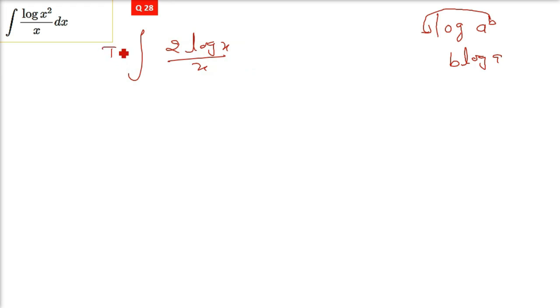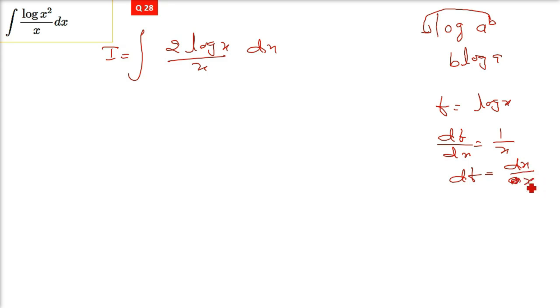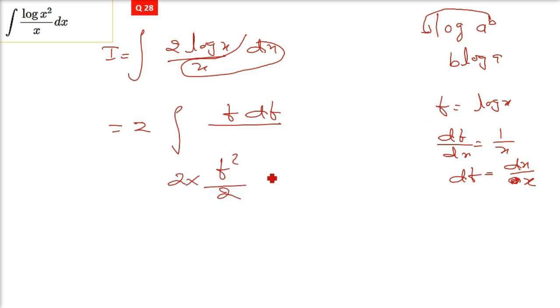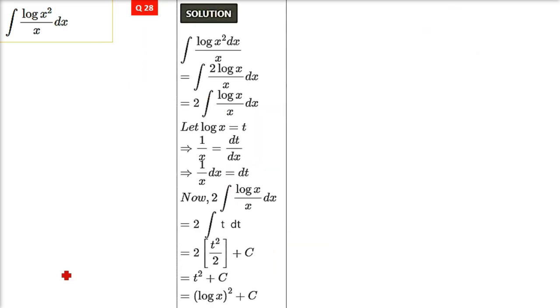Now in this integration, you can take log x equals t. So when t is equal to log x, dt by dx will be equal to 1 by x. So dt will be dx by x. Now you have dx by x here, and 2 you can take outside. Log x you have taken as t, and dx by x is dt. So t dt is simply t square by 2. There is already a 2, so you can just cancel them out. So it will be just t square plus constant of integration. And what is t? T was initially taken as log x. So (log x) whole square plus c is your answer. Okay, this is the way you are going to do it.